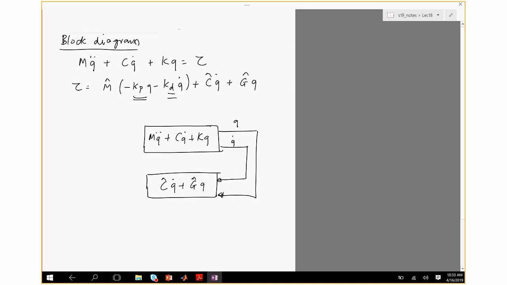What I did not write is c is actually a function of q dot. So unless you have q dot, you cannot find c. Also, it has some constant terms, and g is actually g of q. So you need q. So basically, this block takes in inputs q dot and q, and finds c hat and g hat. We also have to feed this term.